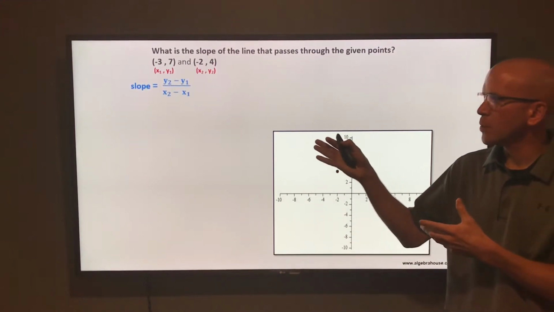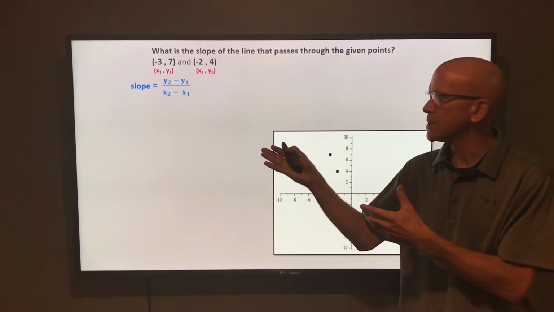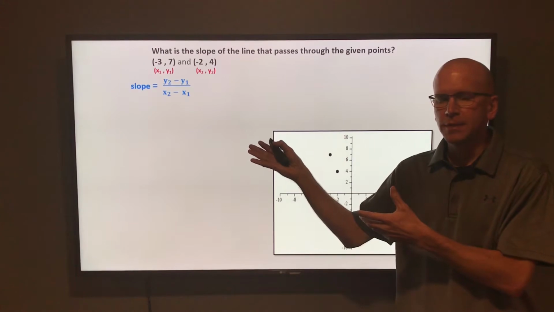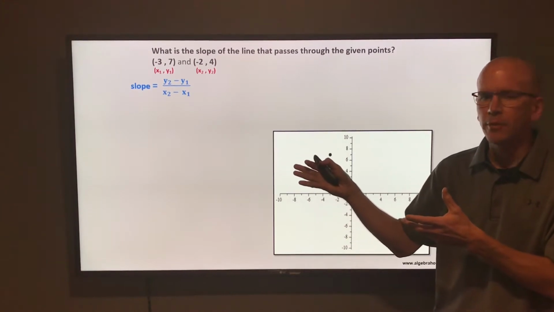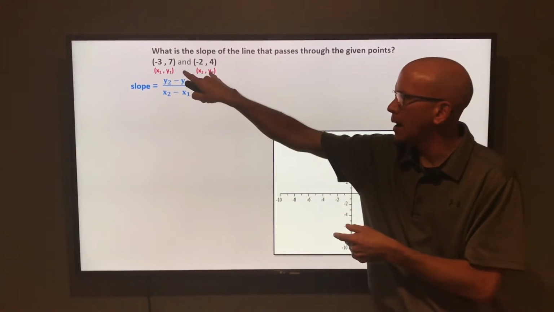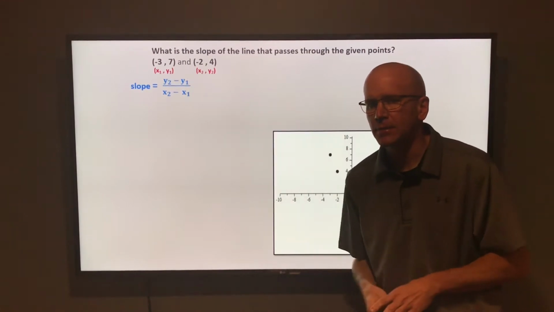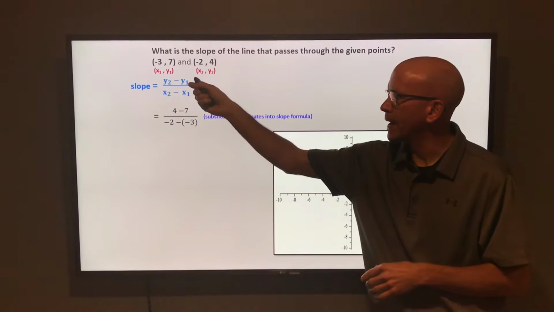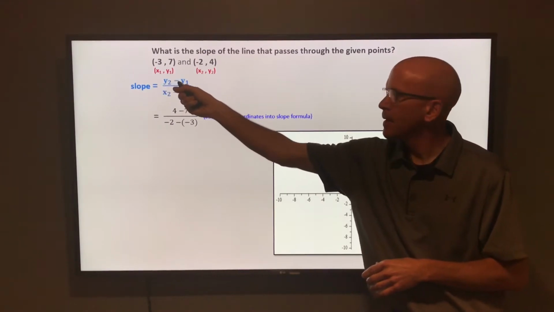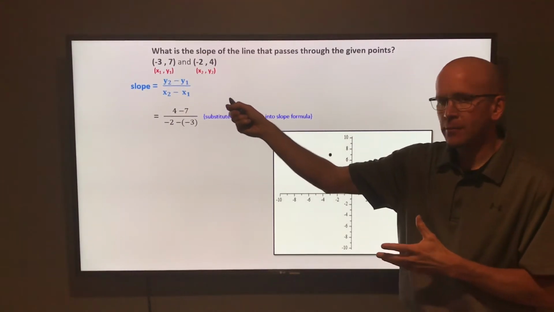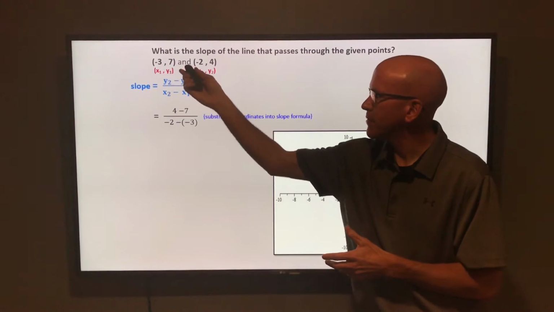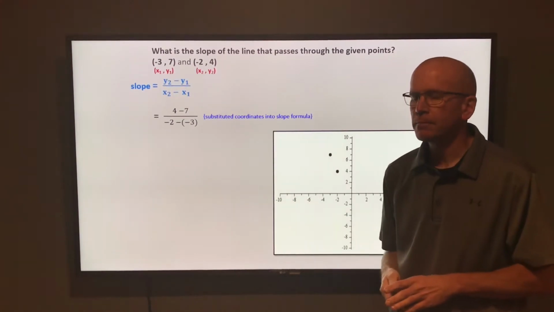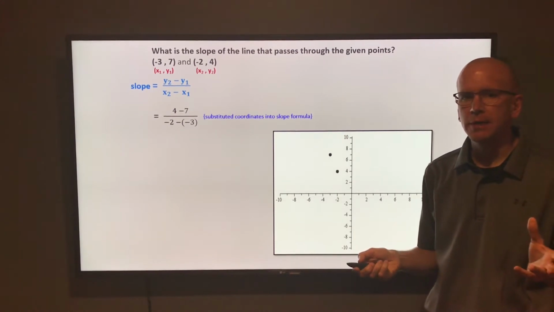Now it doesn't matter which point is the x1, y1, which point is the x2, y2. Yes, the formula is y2 minus y1 over x2 minus x1, but again, don't get hung up on the formula. You're subtracting the y's over subtracting the x's. So you could take 4 minus 7 over negative 2 minus a negative 3. Or, there is another way, you could take 7 minus 4 over negative 3 minus a negative 2. Either one of those will get you the same thing.